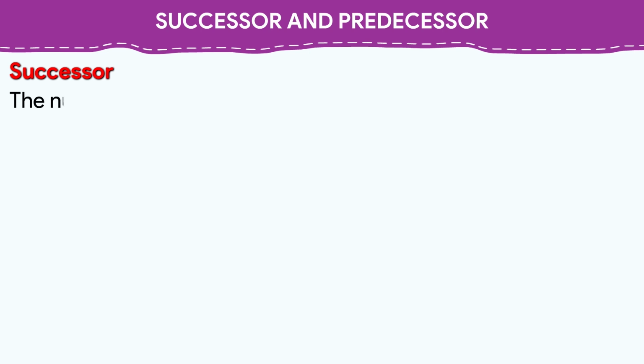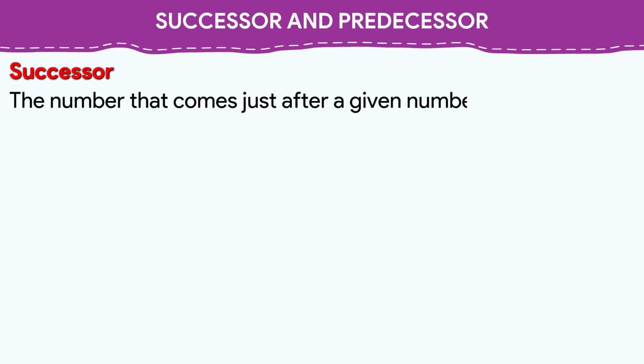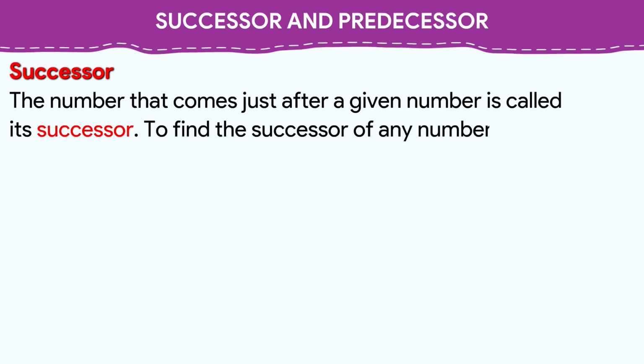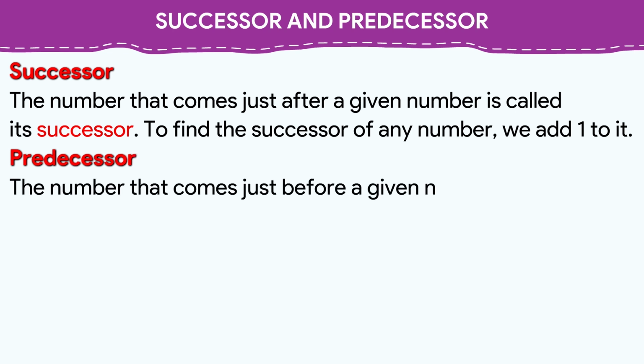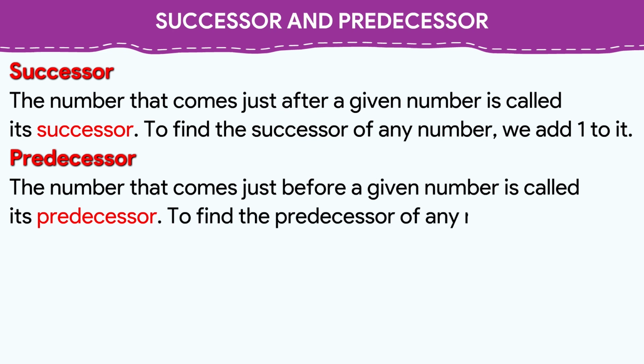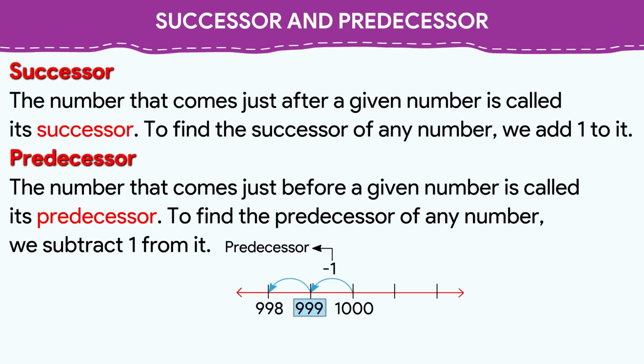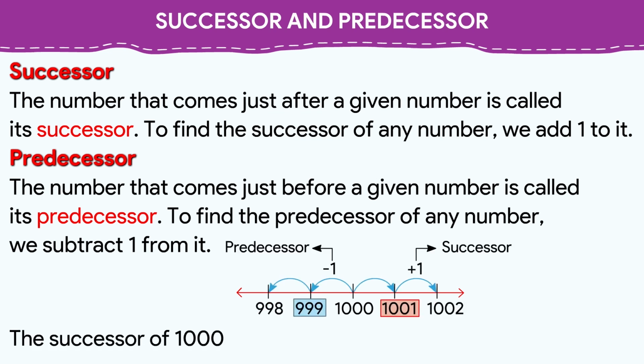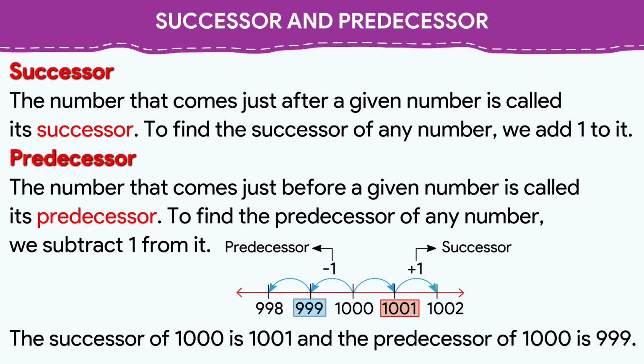Successor and predecessor. Successor. The number that comes just after a given number is called its successor. To find the successor of any number, we add 1 to it. Predecessor. The number that comes just before a given number is called its predecessor. To find the predecessor of any number, we subtract 1 from it. Predecessor: minus 1. Successor: plus 1. The successor of 1000 is 1001 and the predecessor of 1000 is 999.